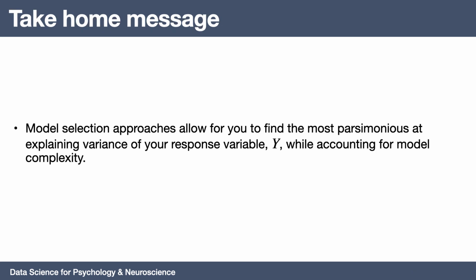The main take-home of this lecture is that model selection approaches allow you to find the most parsimonious model for explaining variance in your response variable y, while accounting for model complexity. They allow you to ask the question, what is the most parsimonious configuration of my model that is best at explaining variance in y, and directly assess that. And as I pointed out, it also allows you to figure out the best possible way of asking which models or which variables are relevant. So it does, in some ways, a hypothesis test as well.